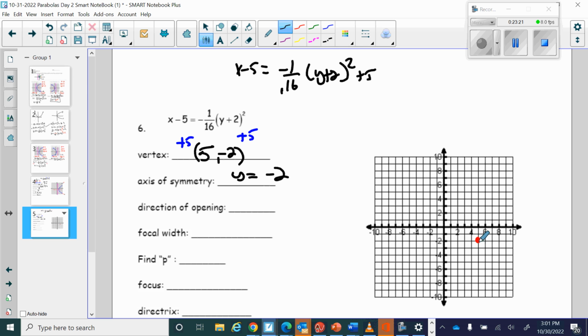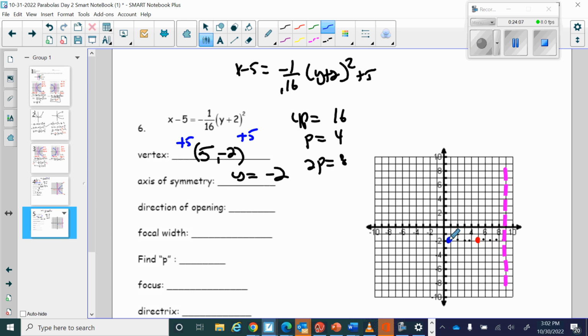My p value: we know 4p is equal to 16, divided by 4, p is equal to 4. And 2p is equal to 8. So p is 4, so my directrix is going to be to the right of the vertex. 1, 2, 3, 4. That's my directrix right there. And my focus is going to be 1, 2, 3, 4. That's my focus right there.